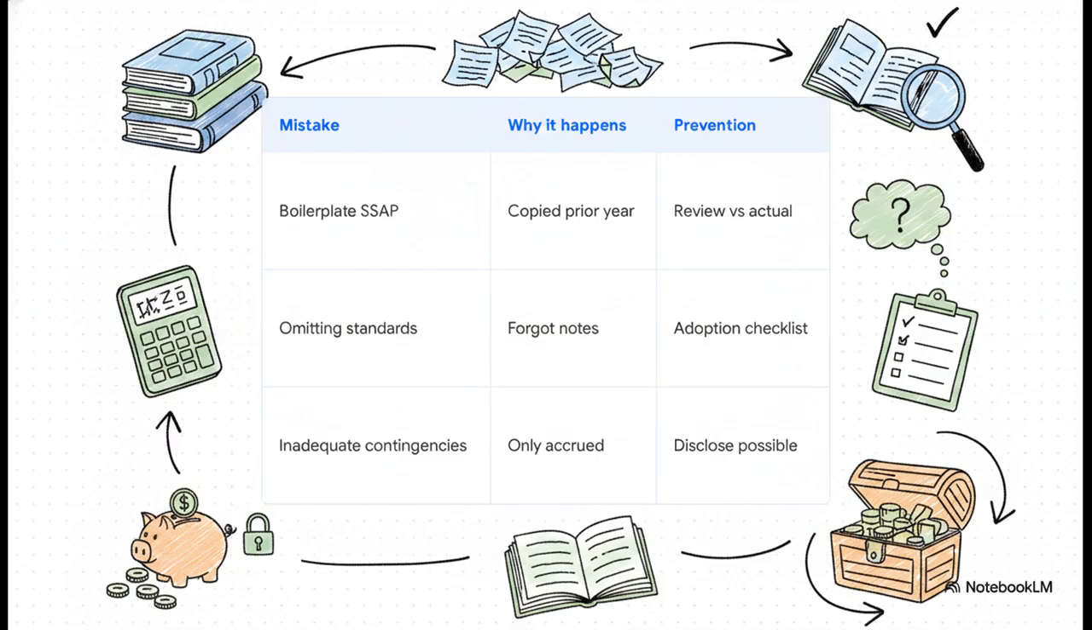Then we have omitted disclosures for new standards. Imagine this. A team diligently posts all the journal entries but completely forgets to update the corresponding notes. You fix this with a simultaneous standard adoption checklist. Finally, inadequate contingencies. Teams love to only disclose items where a liability was actually accrued. But remember the rule. You've got to disclose probable items and reasonably possible items.